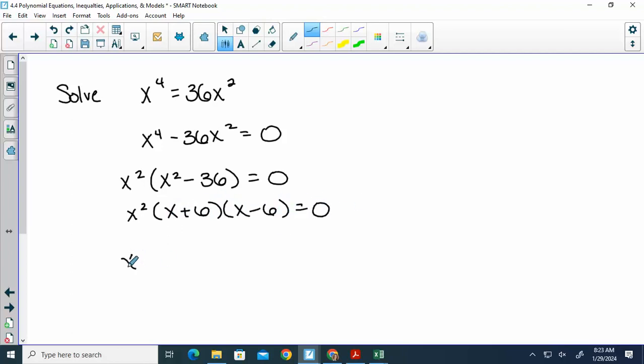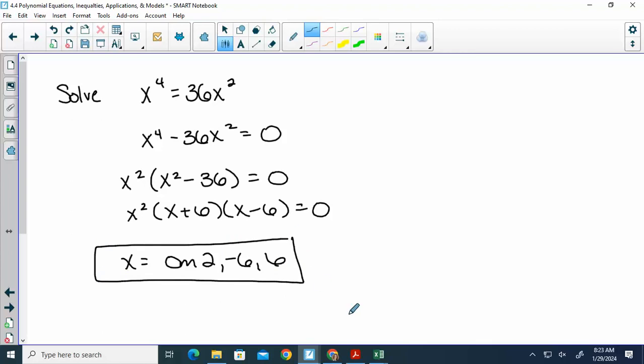So our solutions would be what? 0, plus or minus 6. I didn't ask for a graph, but if we wanted to do it for practice, we would hit at 0. What's going to happen at 0? At positive and negative 6? Through.